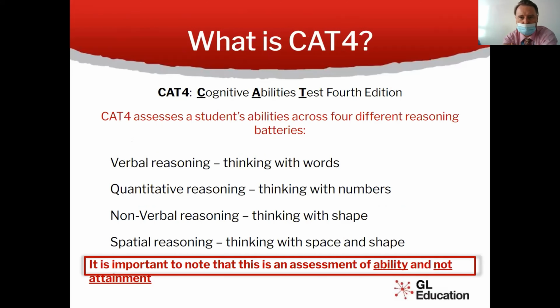Okay. What is CAT4, you may be thinking? CAT4 is the Cognitive Abilities Test, 4th edition. The CAT4 assesses a student's ability across 4 different reasoning batteries: verbal reasoning, quantitative reasoning, non-verbal reasoning, and spatial reasoning. Verbal reasoning is thinking with words. Quantitative reasoning is thinking with numbers. Non-verbal reasoning is thinking with shape. And spatial reasoning is thinking with shape and space.